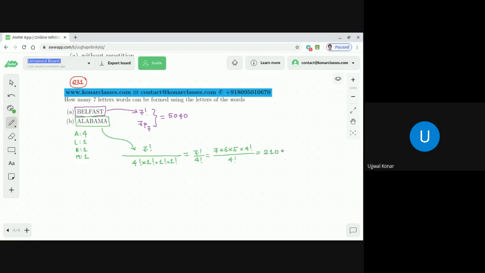Anyone has any smallest doubt in this question before we proceed? Clear, right? Yes, sir. Great. Can we proceed to the next question? Yes.